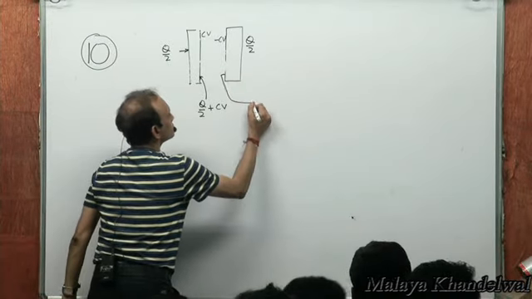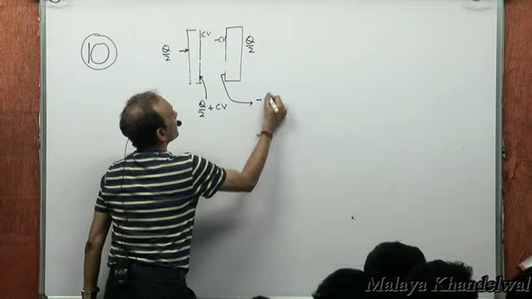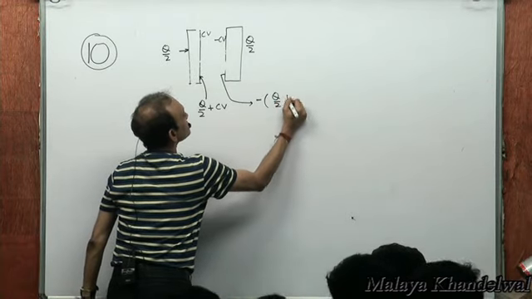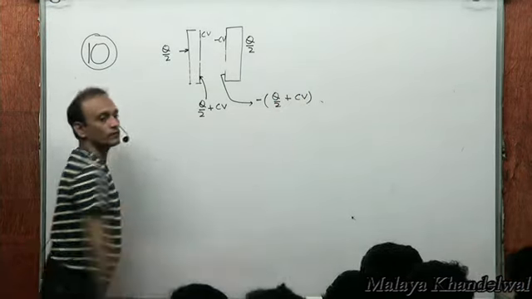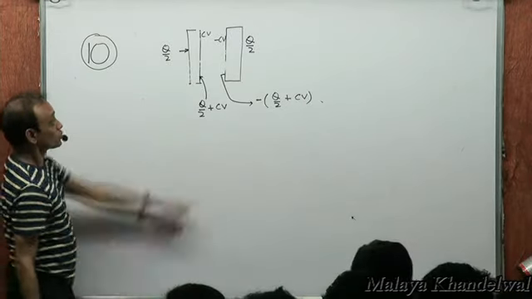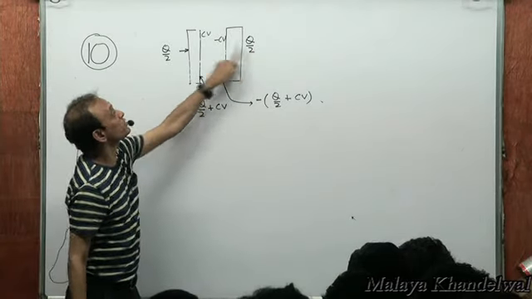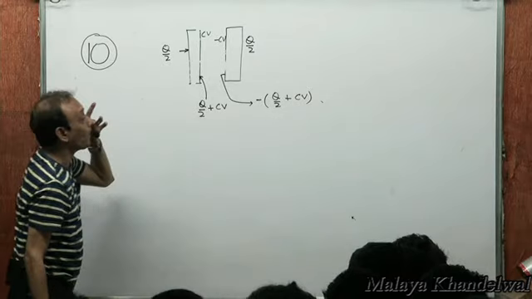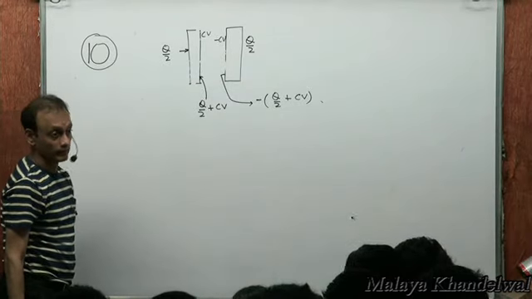Evidently then, what would be the charge on this? Minus of Q by 2 plus CV would be the charge on this. The total charge on this plate must be Q by 2 minus CV. Yes or no? Clear?